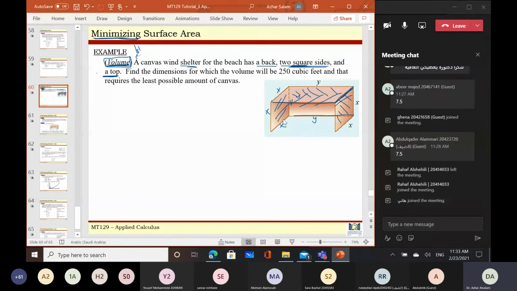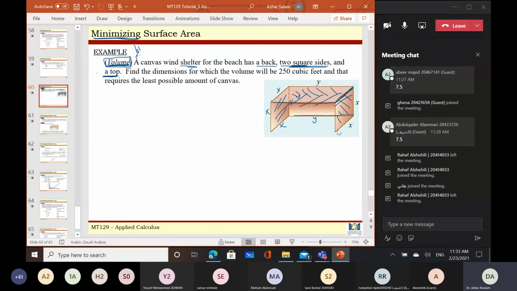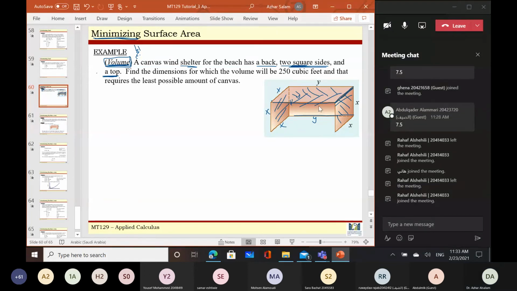Notice here I don't have a front or a bottom. This is the missing sides. I have neither the front side nor the bottom side. These are the missing sides. The question is find the dimensions. Always the dimensions here are x and y. I have a volume, so it could also have z. But I have square sides here, so x equals z. I have only two dimensions, x and y.